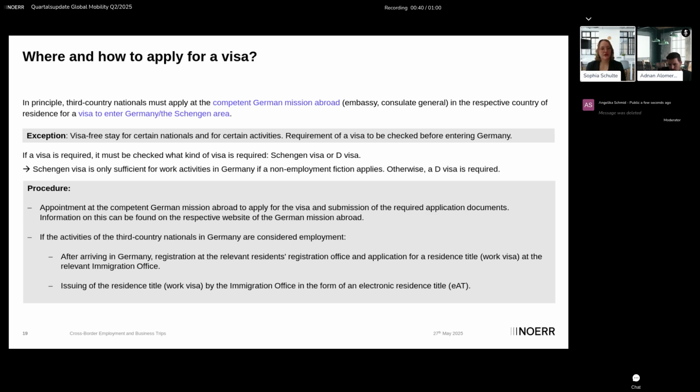If this third country national comes to Germany for activities that are considered employment, the third country national would, after his arrival in Germany, also have to register at the relevant residence registration office and apply for his residence title, so his more permanent work visa, at the relevant immigration office, which would then issue the work visa in the form of an electronic residence title, with this little check card, maybe a few of you know, to show that they are allowed to work in Germany.